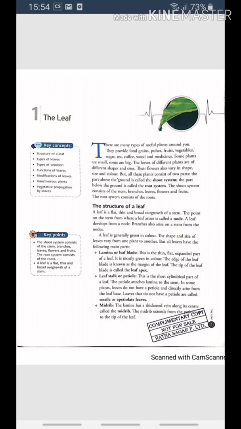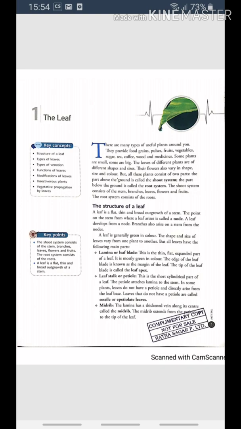Now children, see the modification of leaves. Though the main function of leaves is to manufacture food, some leaves get modified to perform special functions. Leaf tendril to provide support. In many climbers, the leaf is modified into a thin thread-like coiled structure called a tendril.